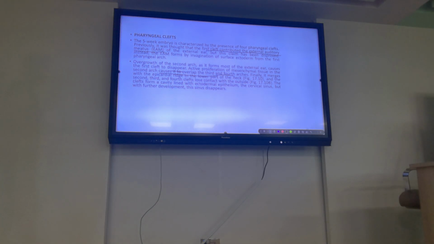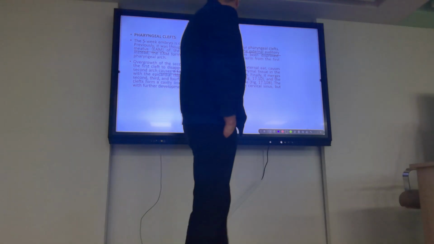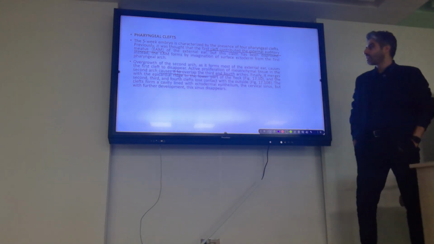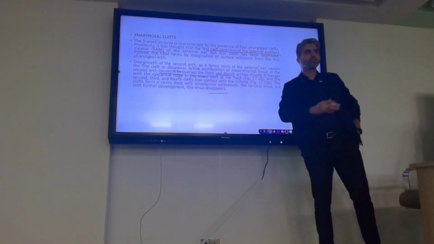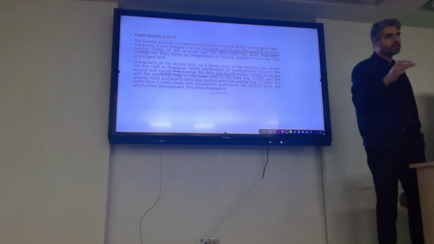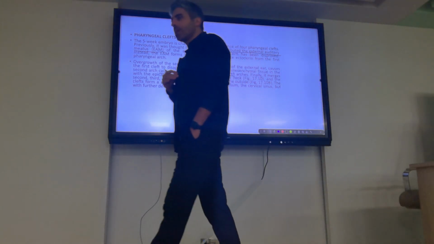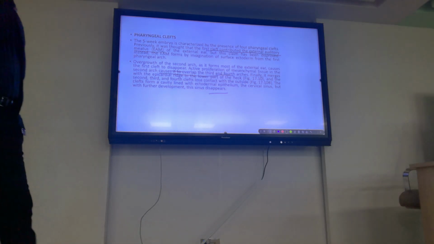It merges with the epicardial ridge in the lower part of the neck, and the second, third, and fourth clefts lose contact with the outside. So the clefts form a cavity lined with ectoderm, the cervical sinus, but with further development this sinus disappears. So just the first cleft is the important point, and the first cleft makes the external auditory meatus. Other clefts finally disappear. Okay?